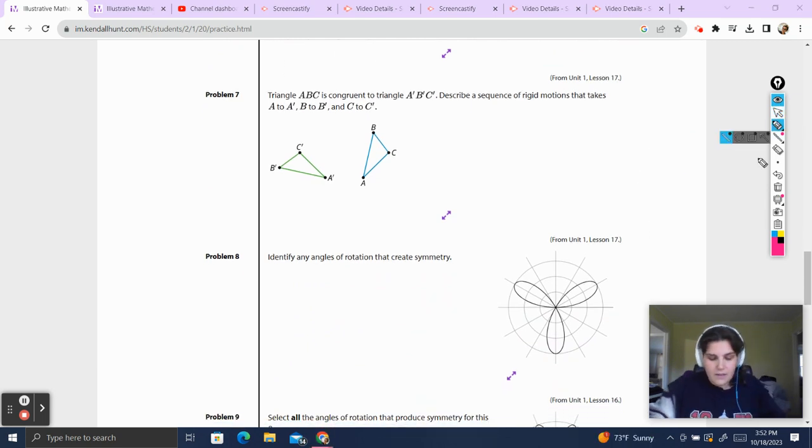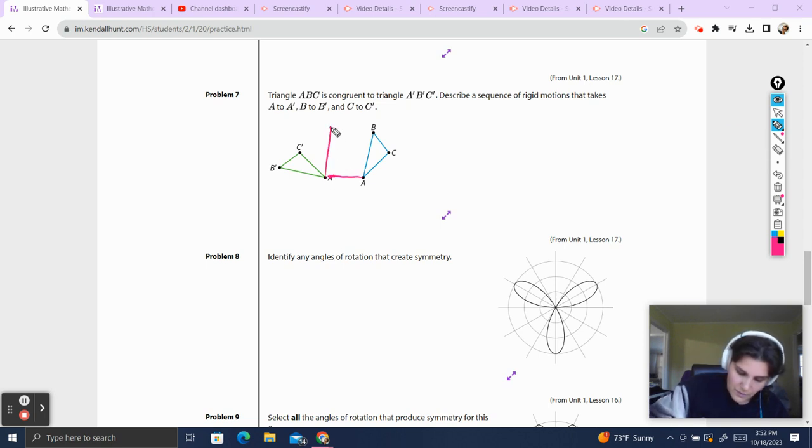Triangle ABC is congruent to triangle A prime, B prime, C prime. Describe a sequence of rigid motions that takes A to A prime, B to B prime, and C to C prime. Well, we can take A to A prime by dragging over, which brings our whole shape over there.